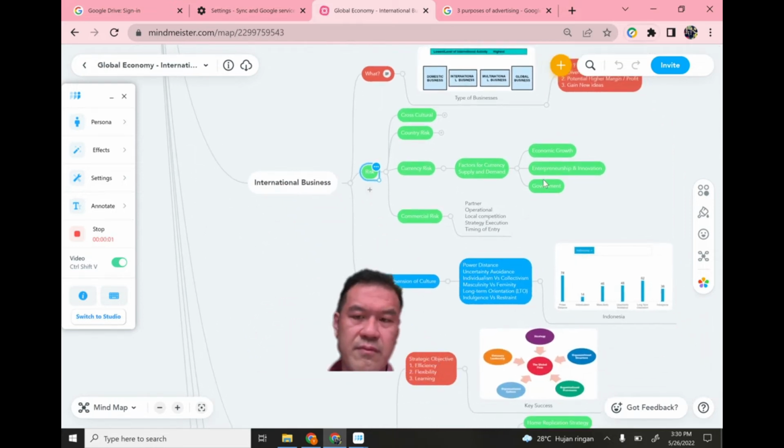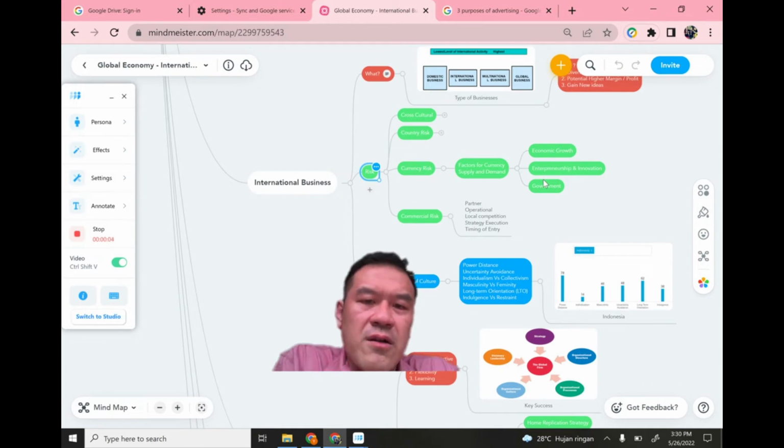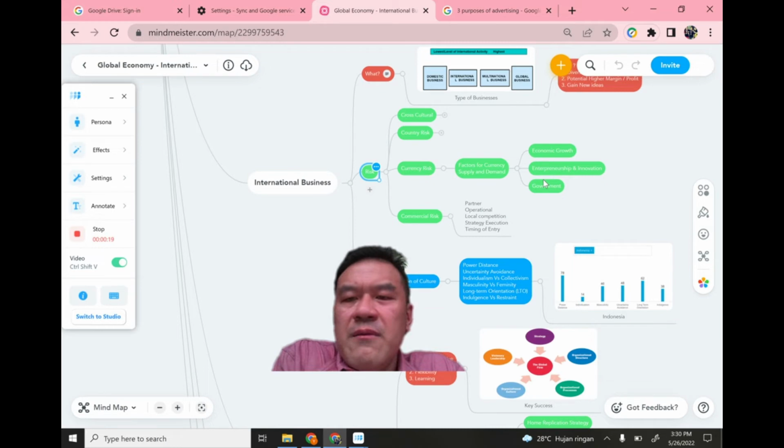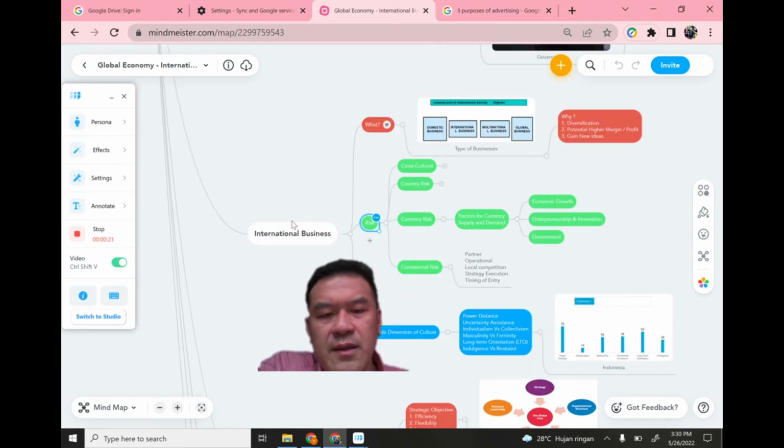Of course, like all businesses, we also have commercial risk. Choosing the right partner, having the right operation, knowing the local competition, and having good strategy execution and timing of entry are very important.